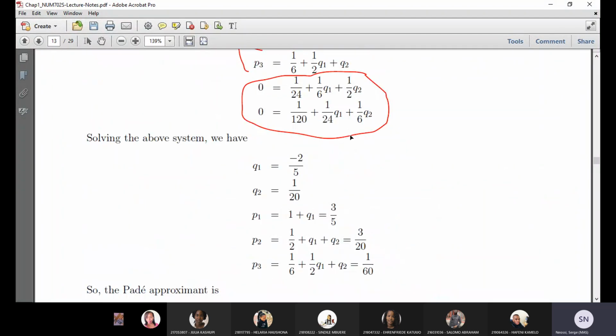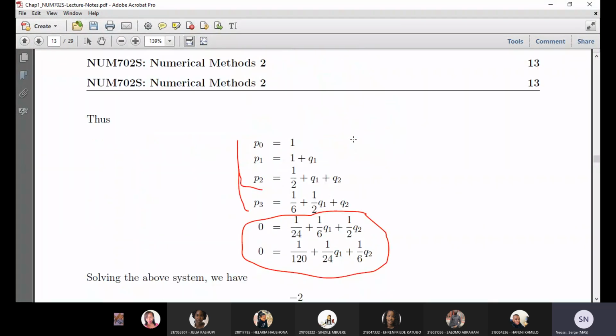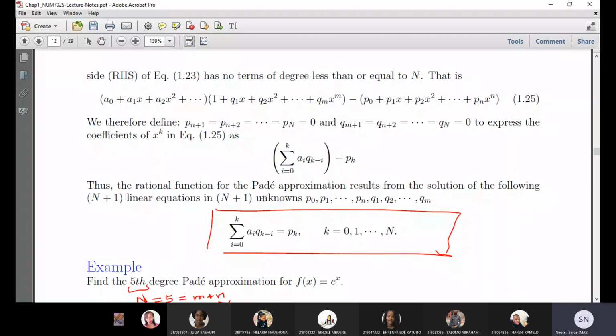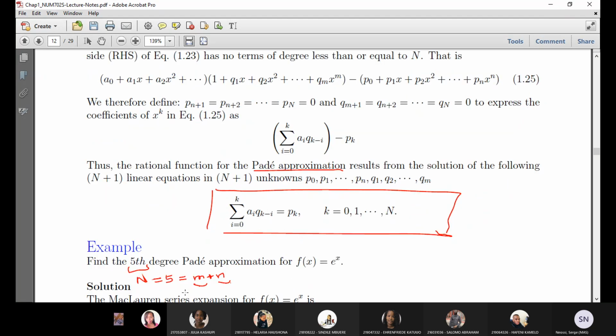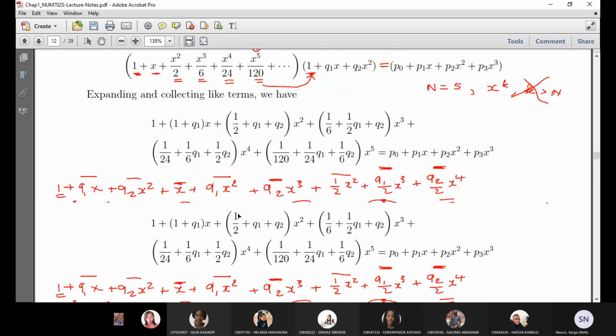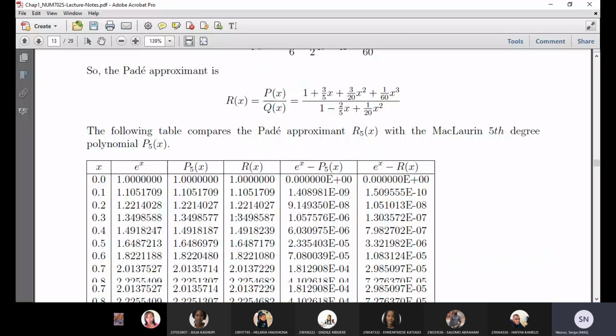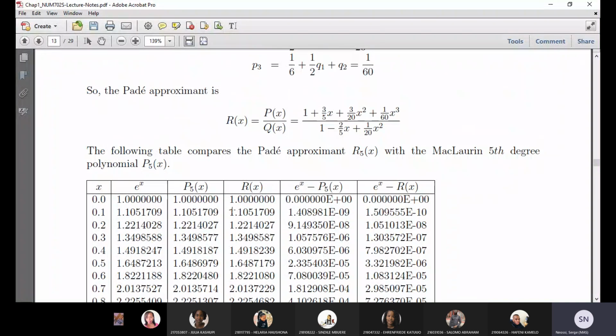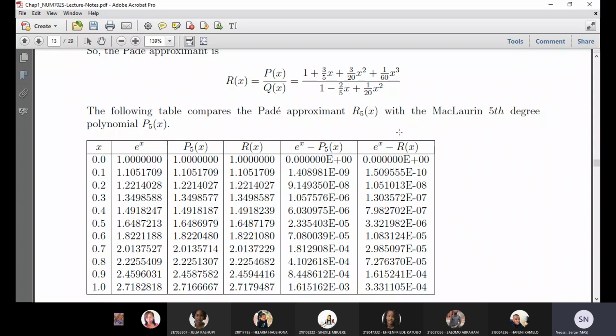And this method is what you call Padé approximation. The algorithm is the Padé approximation. This procedure is our Padé approximation. Okay, now, here we are going to see the comparison.